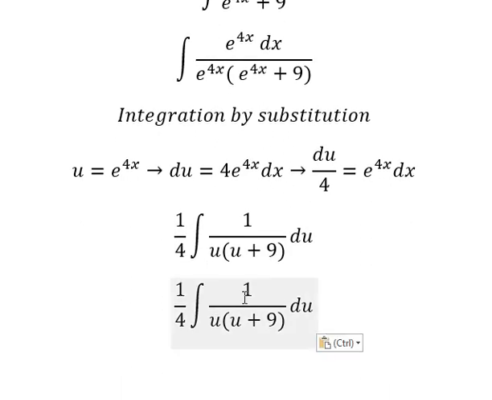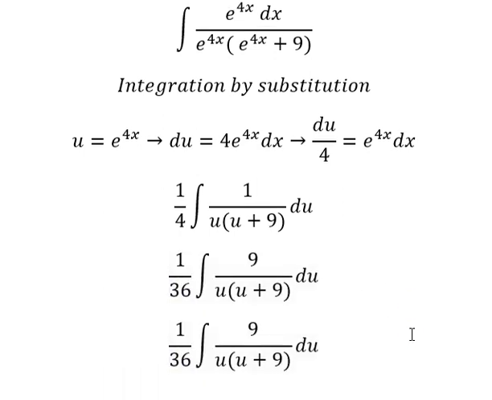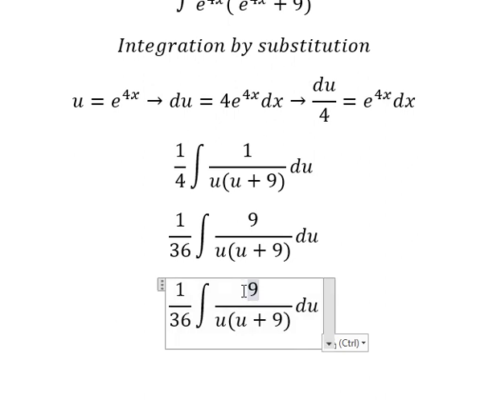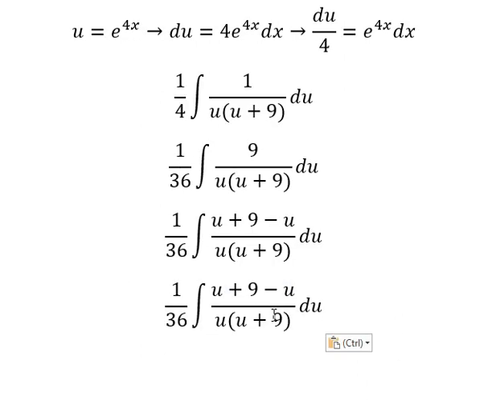Next, we need to multiply by the number 9 on numerator and denominator. Next, we need to add u. Later we need to subtract u. So this one divided by this one, we have number 1. u divided by u, we have number 1.